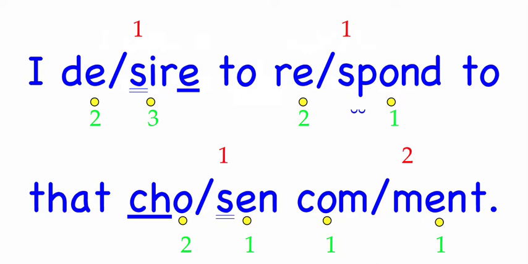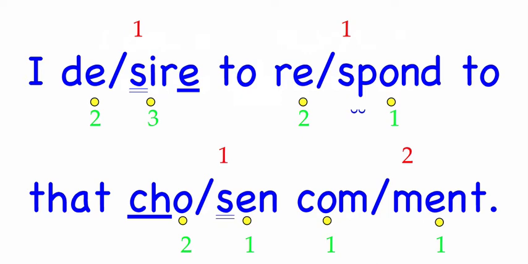Now, did you remember to double underline the S in desire? Because S is representing its second sound. And also in the word chosen, S is also representing its second sound. The other element to mention is in the word respond.